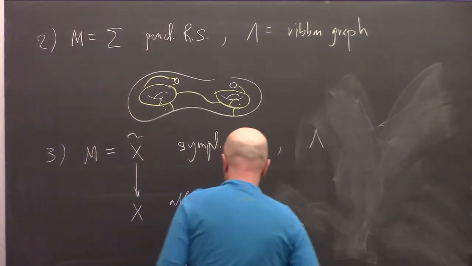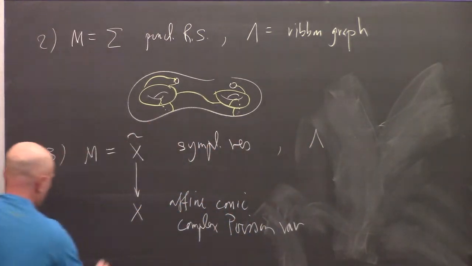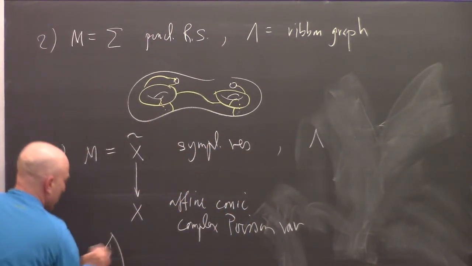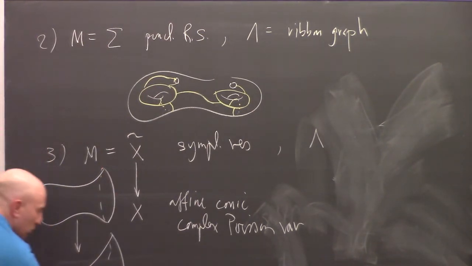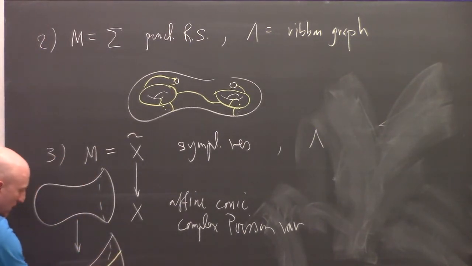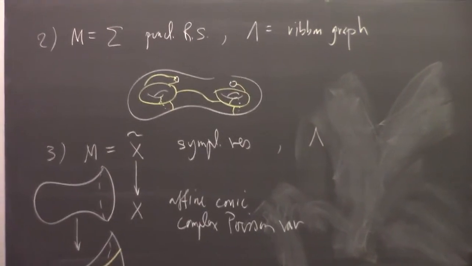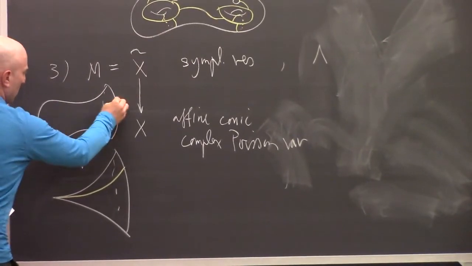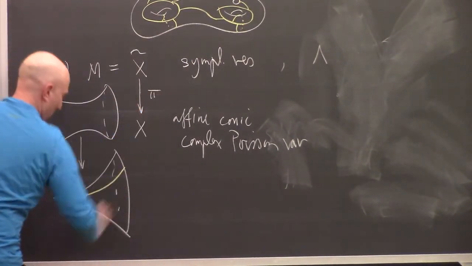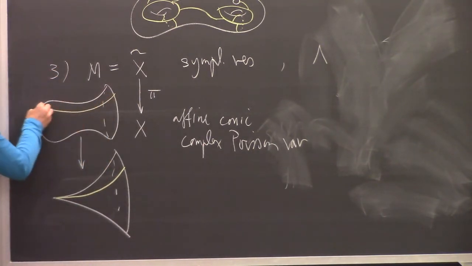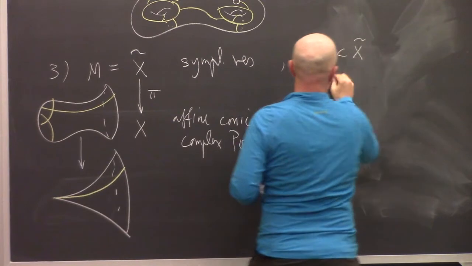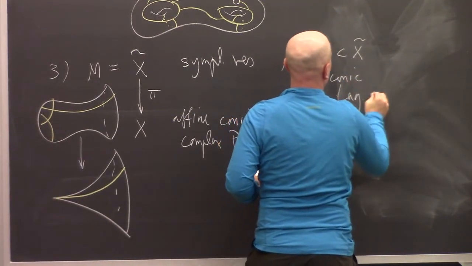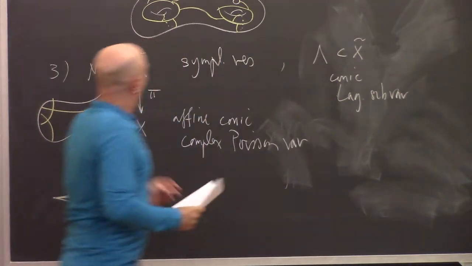One typical thing to do is the following. You would take a picture like this. Here's maybe your X, and then above it is X tilde. And then you might pick some favorite conic Lagrangian down here, and then you would look at its inverse image. If we call this pi, you would look at the inverse image of this and see something like that. So lambda inside X tilde, some conic Lagrangian subvariety.